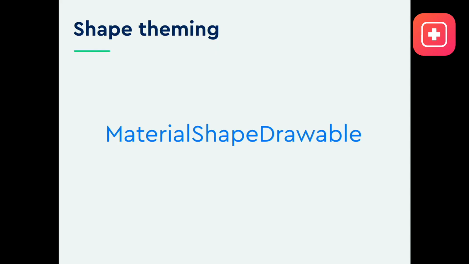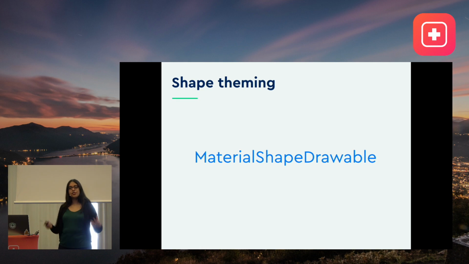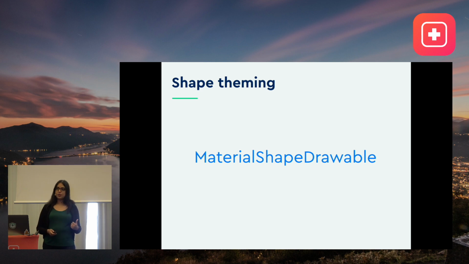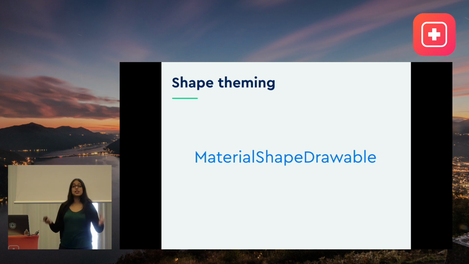So let's move on to the second theming subsystem, which is shape theming. A lot of the themable components in our app now have a background shape drawable, which is a material shape drawable, which figures out its shape based on corner and edge treatments. And it's because of this we can now theme shape universally throughout our app.